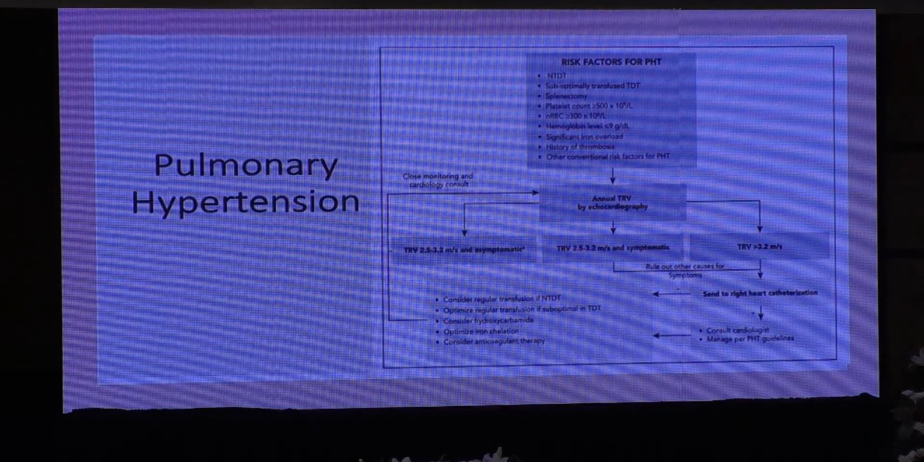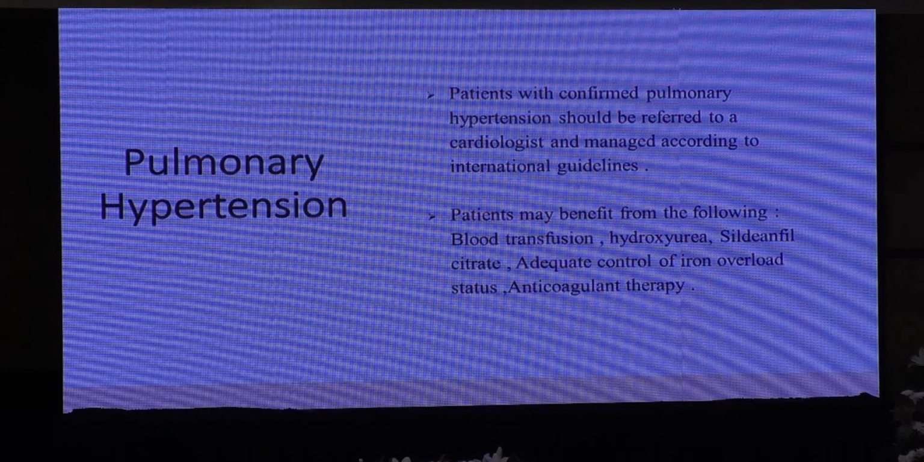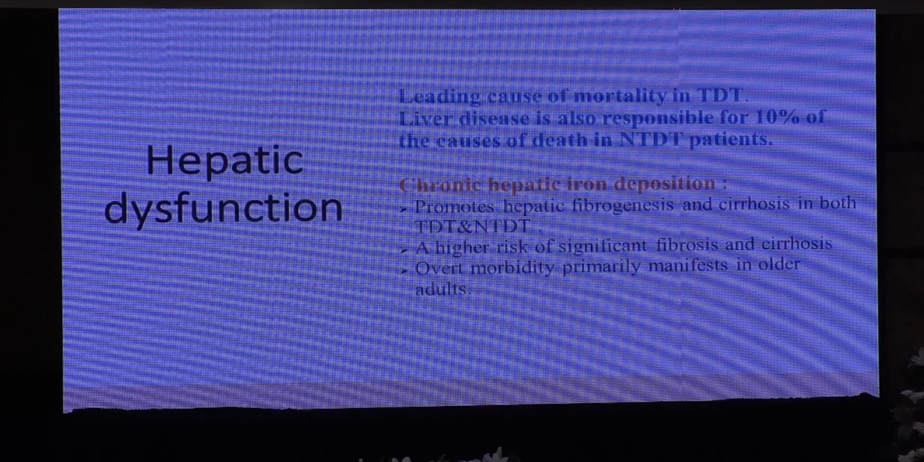Pulmonary hypertension is one of the important complications that occur primarily in NTDT patients and also occurs in TDT patients that are suboptimally treated. Also, there are other risk factors in thalassemia: when the platelet count is more than or equal to 500,000, or the hemoglobin level is less than 9, or there is a history of thrombosis. Usually we have to keep a close eye on such a patient, as he may develop pulmonary hypertension. If he has a confirmed pulmonary hypertension, we should refer to a specialist, and they may benefit at this time from blood transfusion, hydroxyurea, sildenafil, adequate control of iron overload, and anticoagulant therapy.